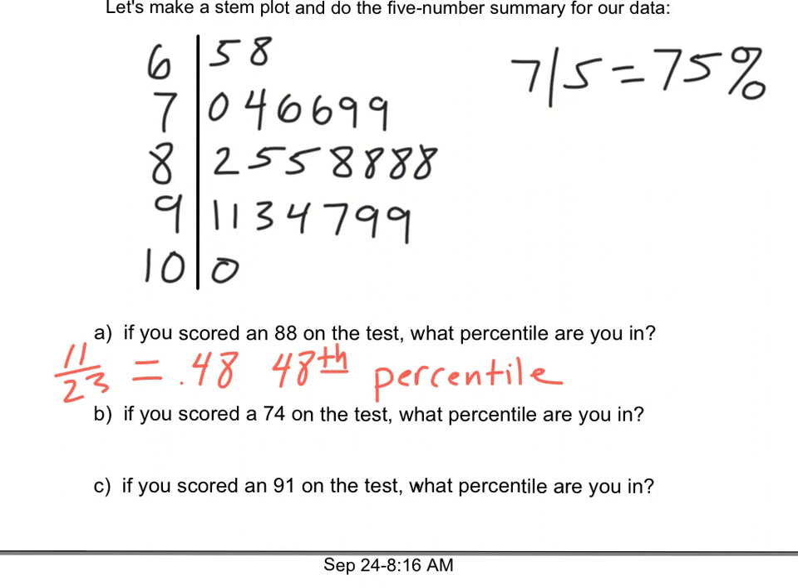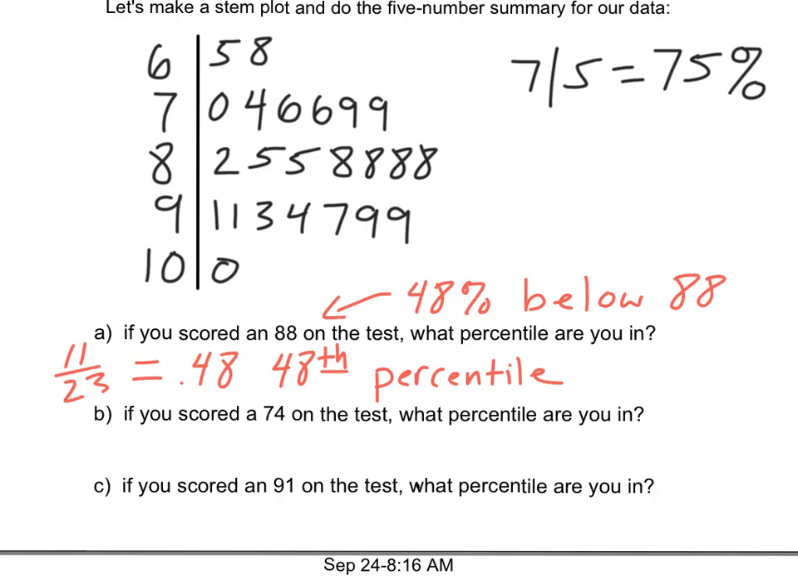Now this means 48% of individuals that took the test scored below 88. It tells you kind of where you were at relative to everybody else. Okay, in the context of taking a test, the higher the percentile, the better you would feel about it, right? If you were up in like the 80th, 90th percentile, it means you scored higher than lots and lots and lots of individuals that took it.